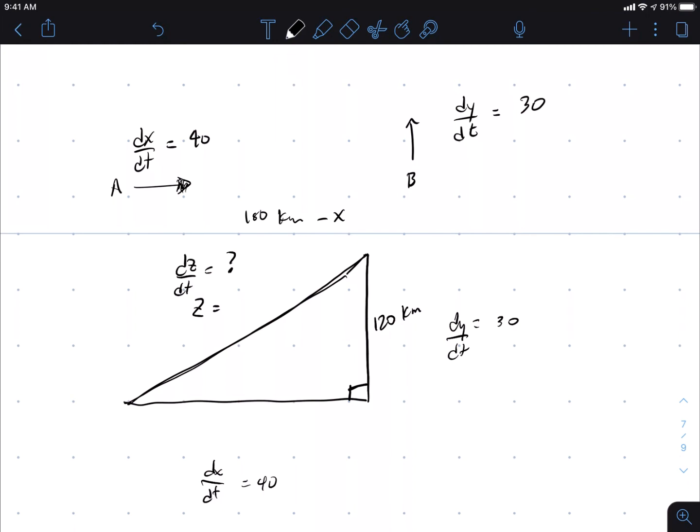Yes? Okay. What is this going to be? How much did ship A travel east? 160. But to be in line with B, it was 180 away. So this gap now is how far? Isn't it 20? Yeah, 20. Does everyone understand how I got that 20? It's 180 minus x. Is everyone okay with that?